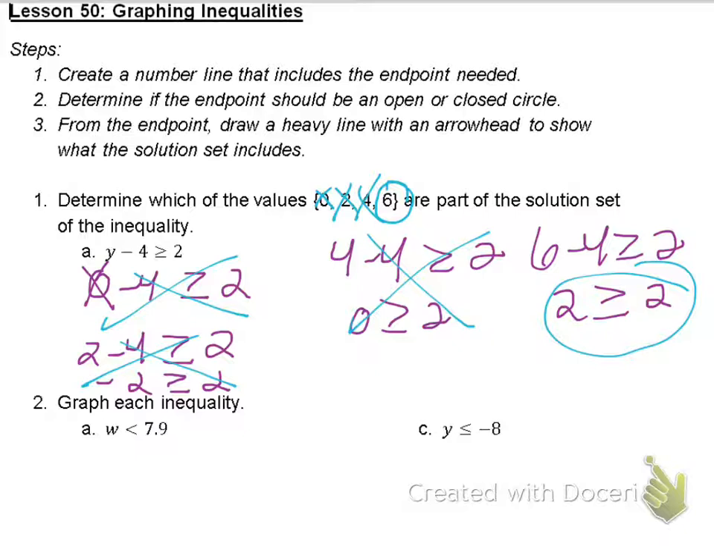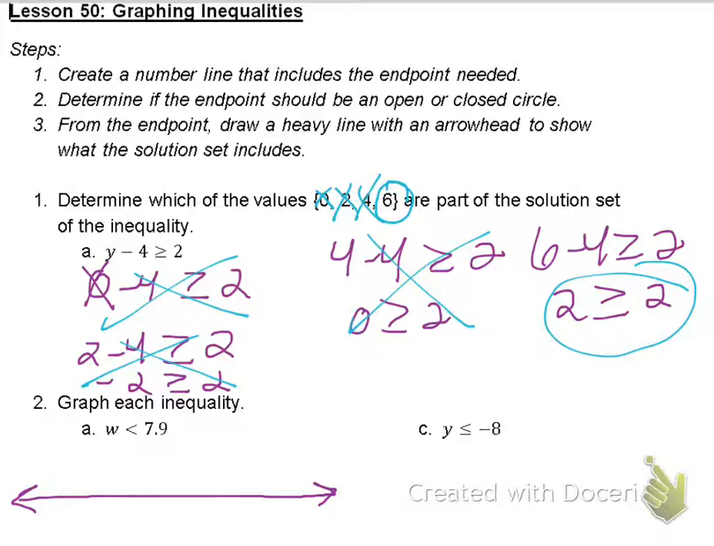Now using the steps, we're going to graph these inequalities for A and C actually, and then we'll graph B and D on the next slide here. But the first step is to create a number line. And to create a number line, all you need is a line with arrows on each end and some lines in between that are labeled with values.